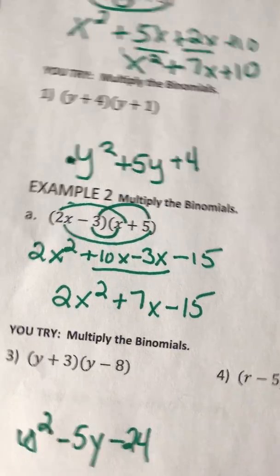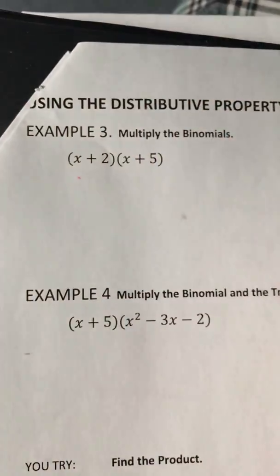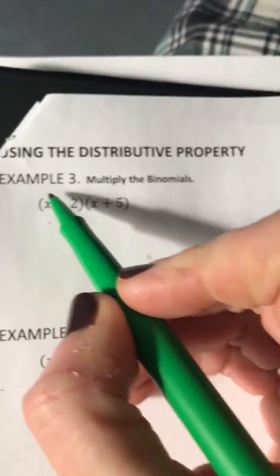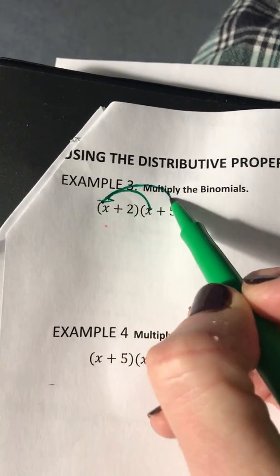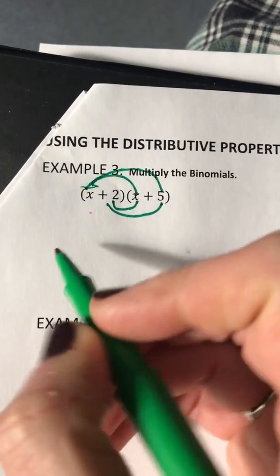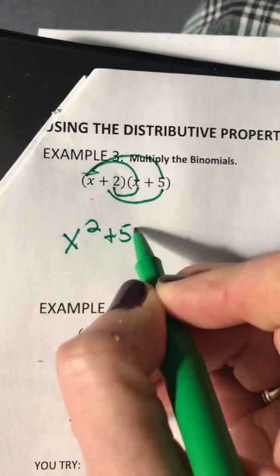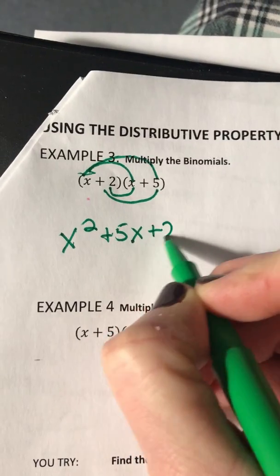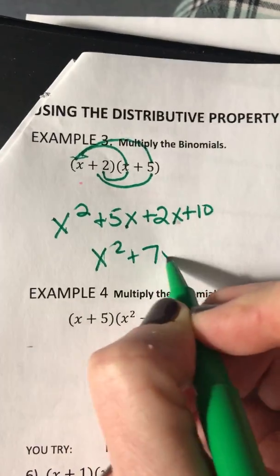We're going to flip on over and take a look. They call it using the distributive property. It's really, to me, once you learn FOIL, you don't need this one. Distributing would just mean, and it's just a little bit of a different order, you would multiply this x times each piece, and then you'd distribute the 2 to each piece. You're going to get the exact same answer. This would give you x squared plus 5x plus 2x plus 10, which gives us x squared plus 7x plus 10.